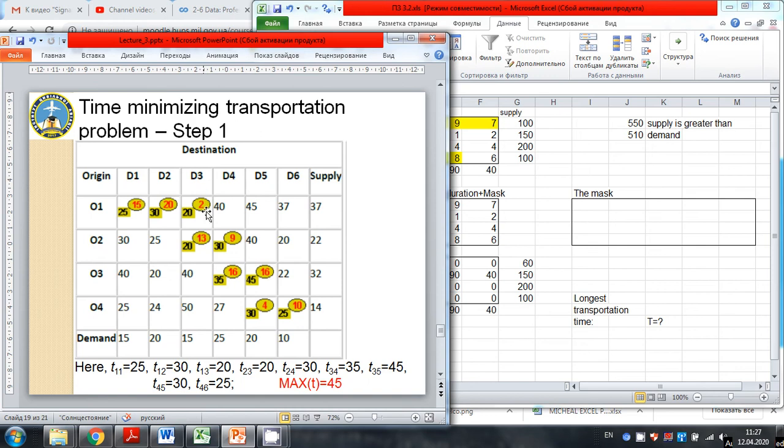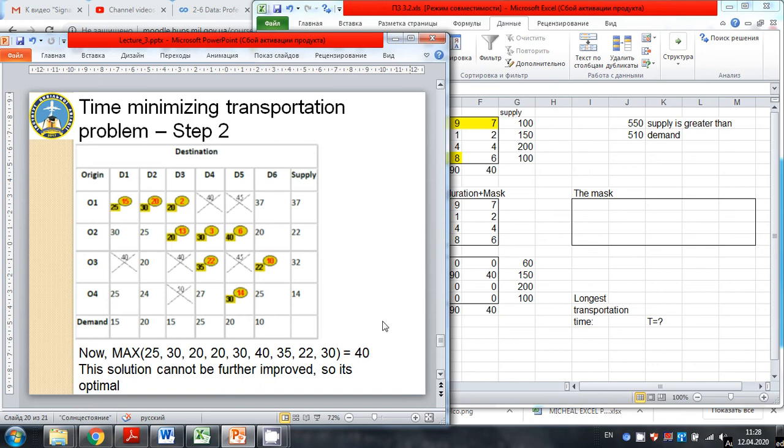Now we look for the longest transportation time, which is represented by these numbers highlighted in bold. The maximum transportation time is 45 here. So we cross out all these 45s and times which are greater than 45, which is actually 50, for example. So we cross out all the transportation times which are equal to or greater than these 45s, and find the solution again.